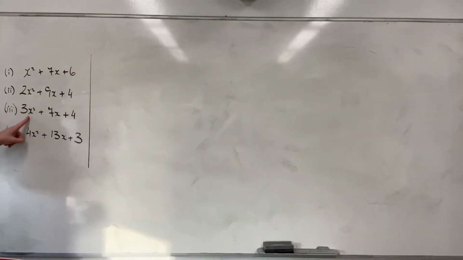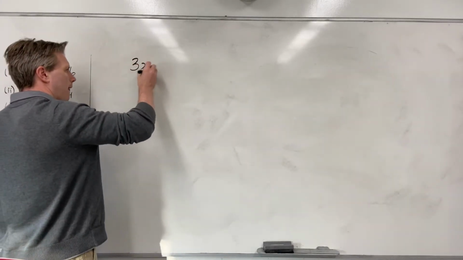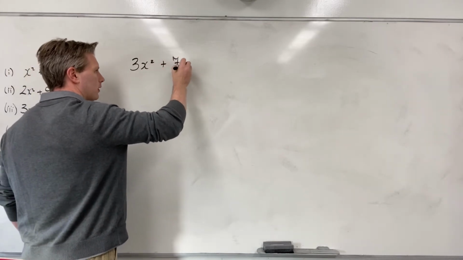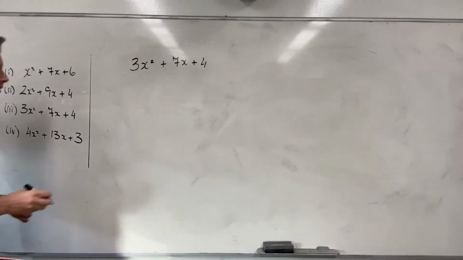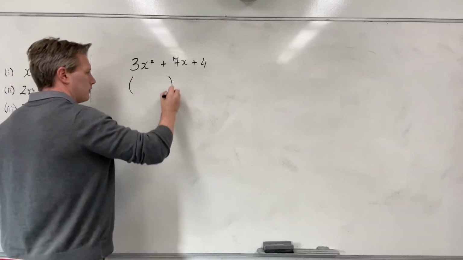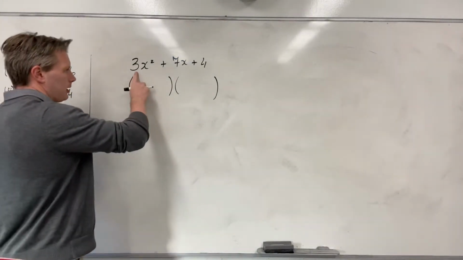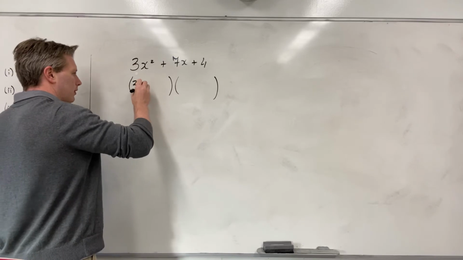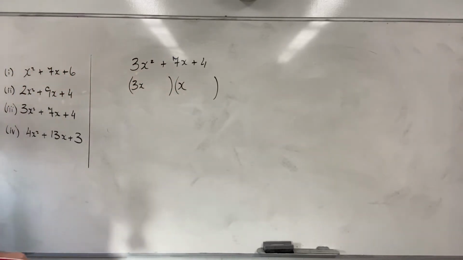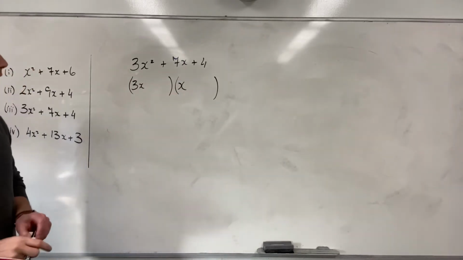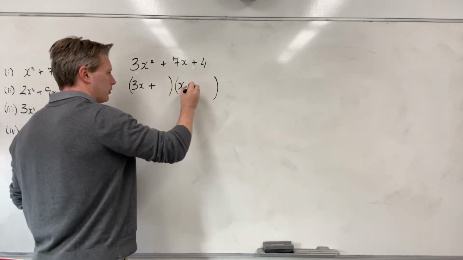The third one, 3x squared plus 7x plus 4. All right. Again, I know I'm going to have two linear binomial factors. 3 is a prime number, so I know it's going to be 3x and x. 3x times x would be 3x squared. And we're looking for, again, factors of 4. I have a plus here and a plus here, so I know it's going to be plus and plus.